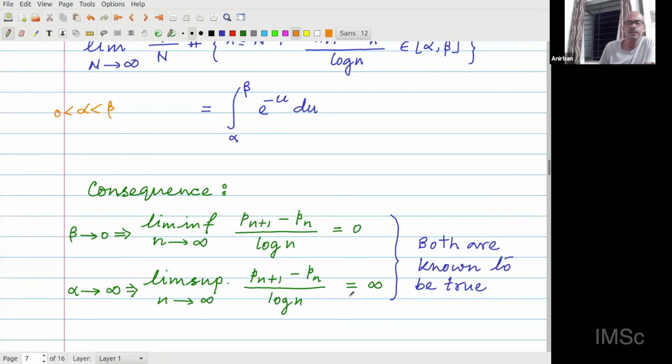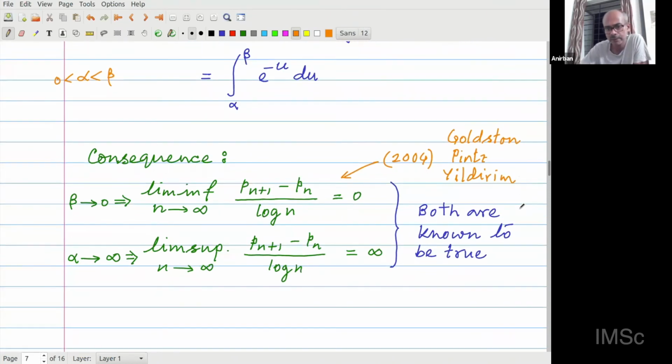Now in fact better results are known, but this was proved in 2004 by Goldston, Daniel Goldston, Janos Pintz, and Yildirim. So one American, one Hungarian, and a Turkish mathematician. They proved it in 2004. It was a landmark result at that time, but we now know better.